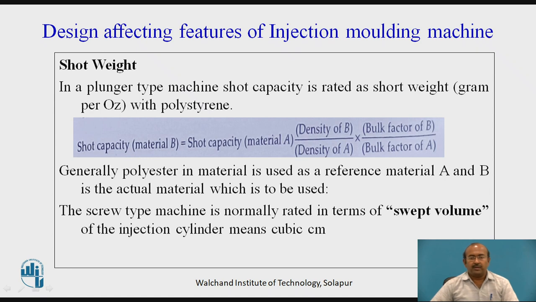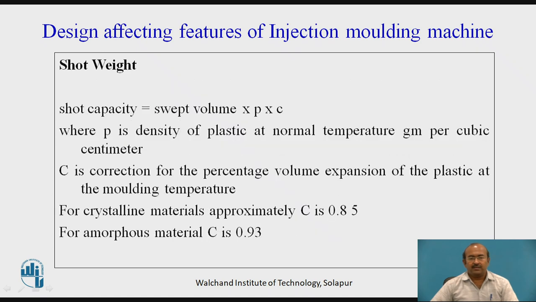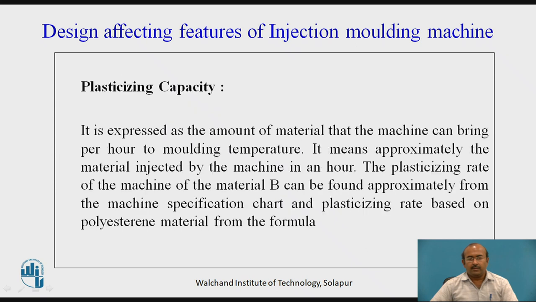The screw type machine is normally rated in terms of swept volume of the injection cylinder, in cubic centimeters. So shot capacity can be formalized like this. Shot capacity is equal to swept volume multiplied by P multiplied by C, where P is the density of plastic at normal temperature, in gram per cubic centimeter. C is a correction for the percentage volume expansion of the plastic at the molding temperature. For crystalline material, C can be considered approximately as 0.85, whereas for amorphous material, C is considered 0.93. Let us move further to the next parameter, plasticizing capacity.